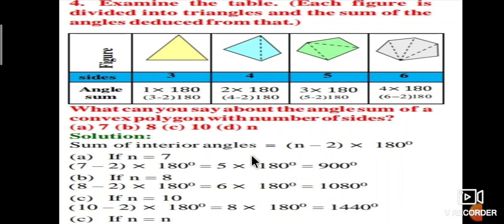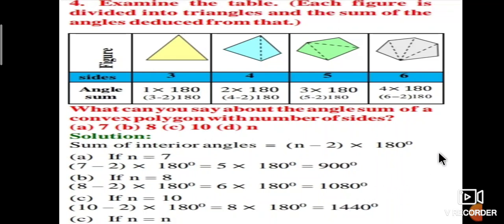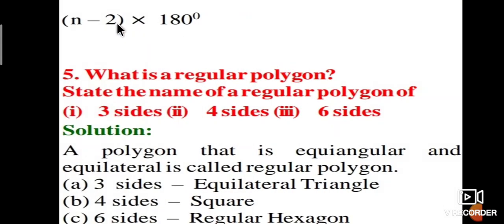The last one, D: the number of sides is equal to n. Therefore, the sum of the interior angles is (n minus 2) into 180 degrees.